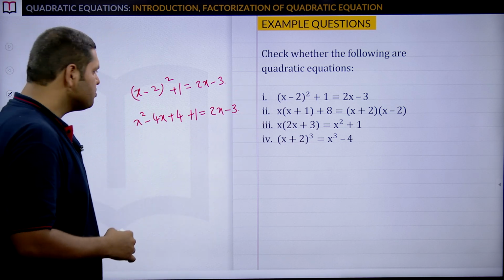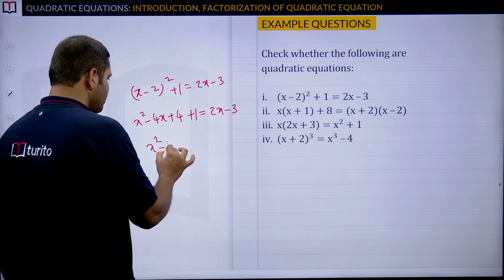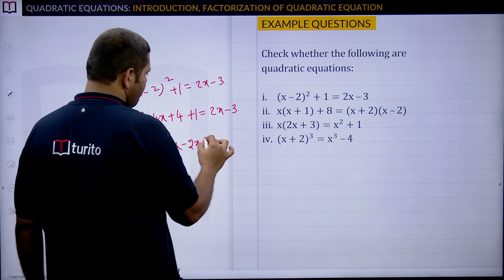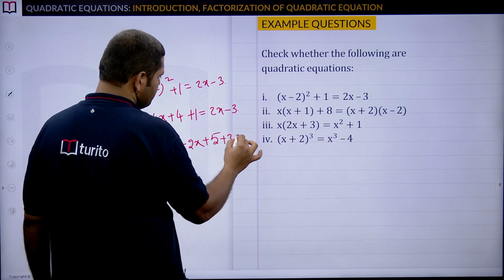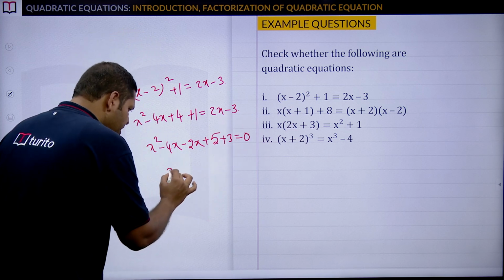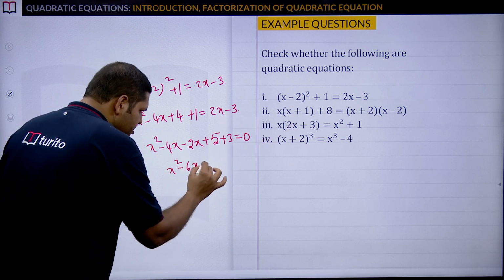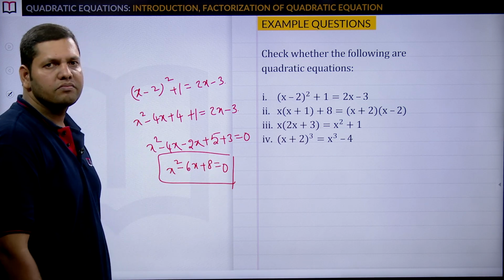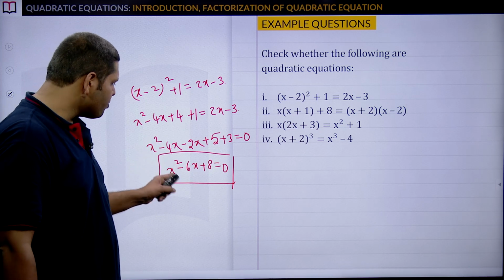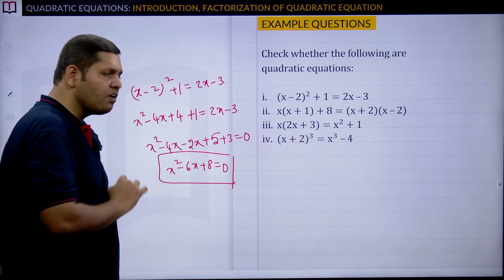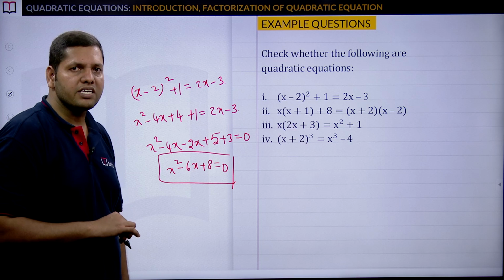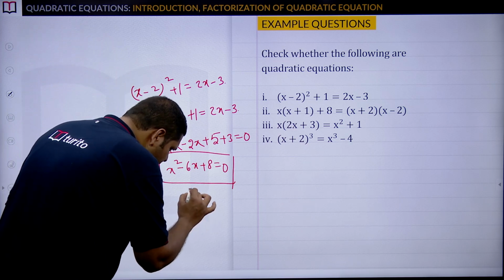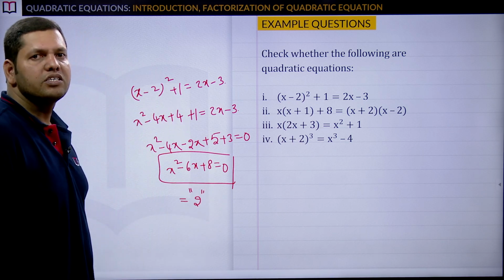Then, children, bring all the terms to one side. So, this is x square minus 4x plus 2x becomes minus 2x. 4 plus 1 is 5, and minus 3 becomes plus 3, equal to 0. Then, children, I can write this as x square minus 6x plus 8 equal to 0. Children, look here. Can I say it is a quadratic equation? Yes, I can say it is a quadratic equation. Why? Because the highest exponent value is what here? 2. Otherwise, I can say the degree of this equation is what, children? It is 2. So, 2 means what I can say? It is a quadratic equation. Is it clear, children, everyone?